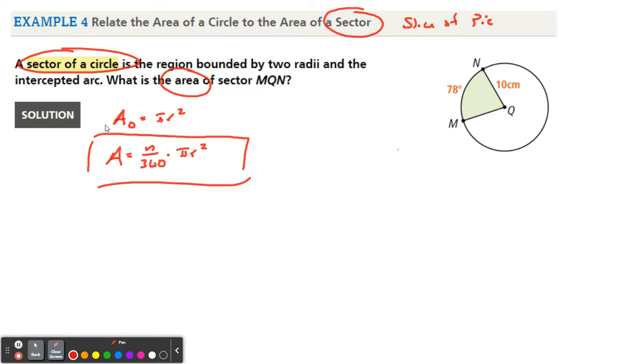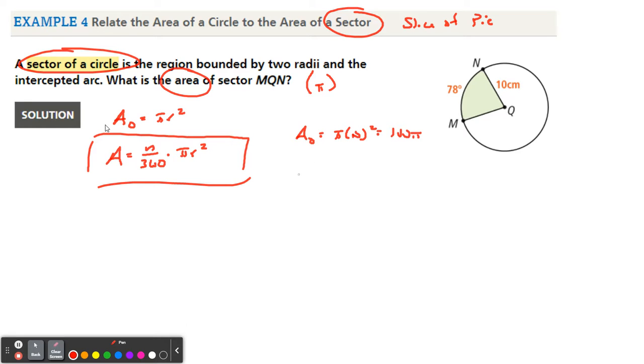So I have everything I need to know. I have my angle measure 78. I have my radius 10. So I will find the area first. The area of the circle is going to be pi times 10 squared, which is 100 pi. And again, I'm going to leave it in terms of pi. So I'll put that right here. So leave it in terms of pi, but it could ask you to round.